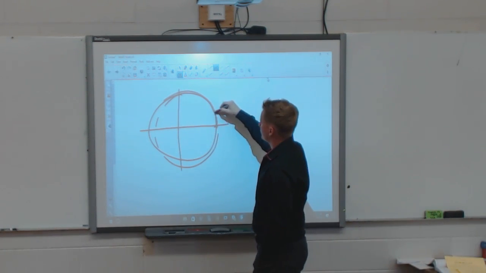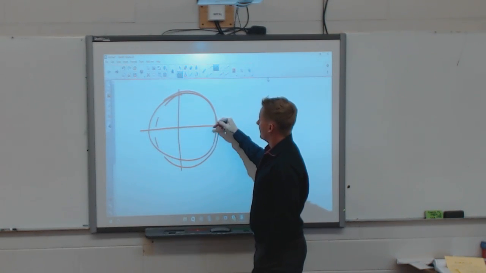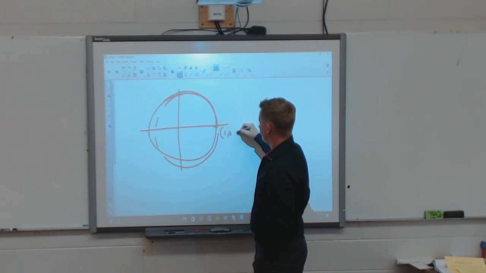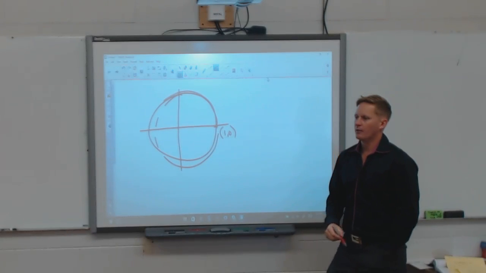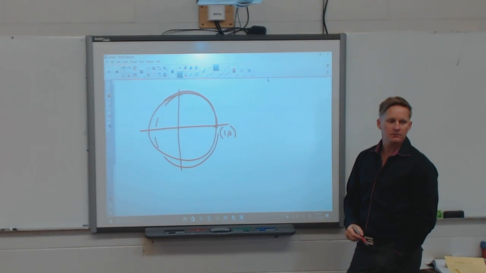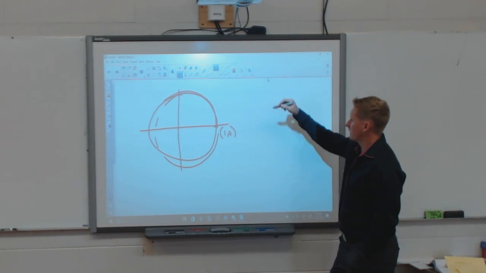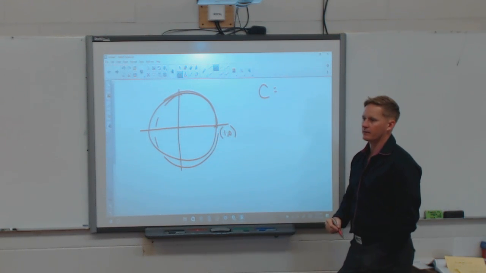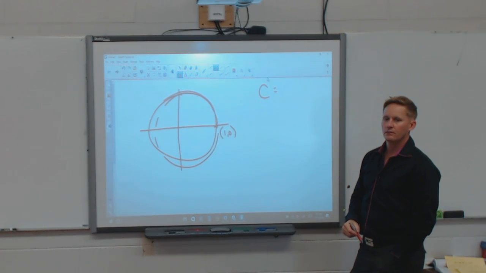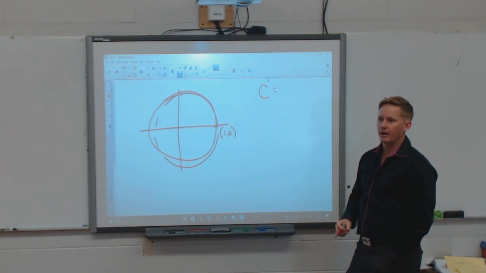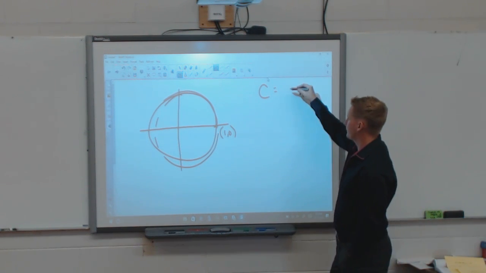Well, what is the actual distance around this circle? If I said that this was 1 unit, how do I find the distance around a circle? What is my circumference? How do I find it? What's the circumference of a circle? Pi r squared? No, that would be area. 2 pi r. Very good.